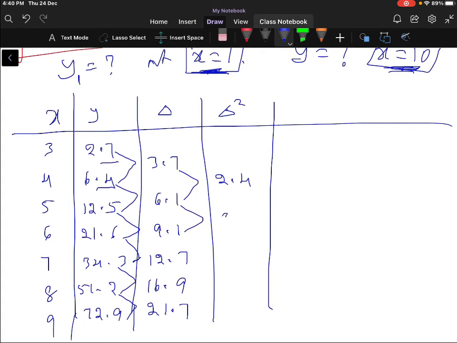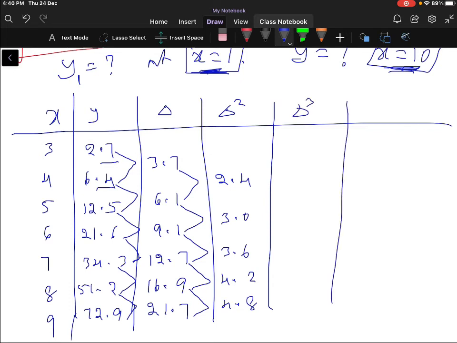6.1 minus 3.7 is 2.4. 9.1 minus 6.1 is 3.0. 12.7 minus 9.1 is 3.6. 16.9 minus 12.7 is 4.2. 21.7 minus 16.9 is 4.8.